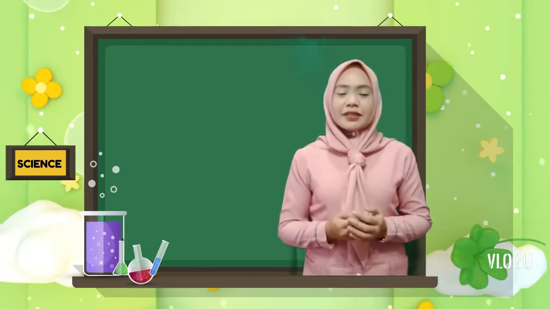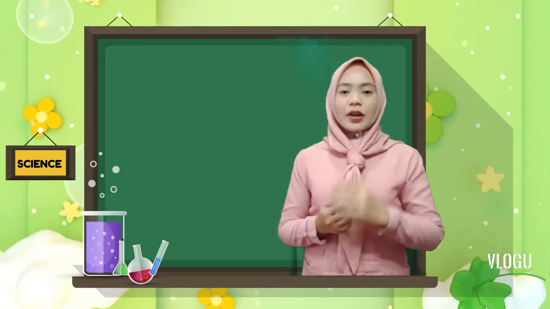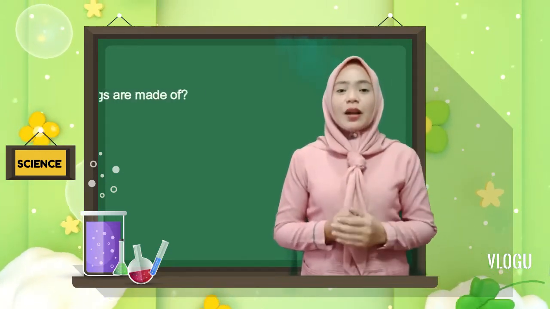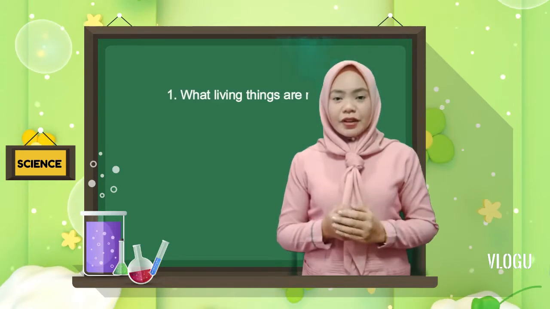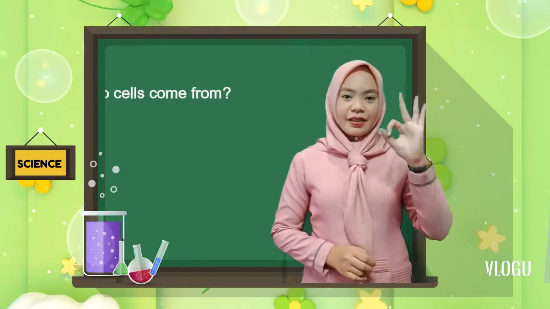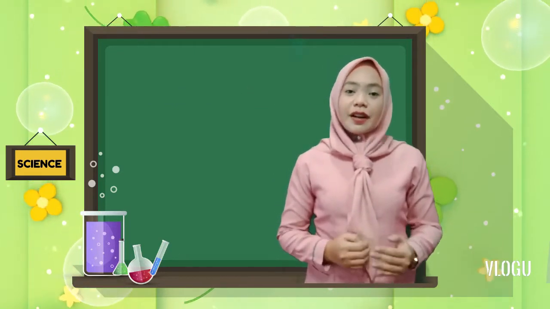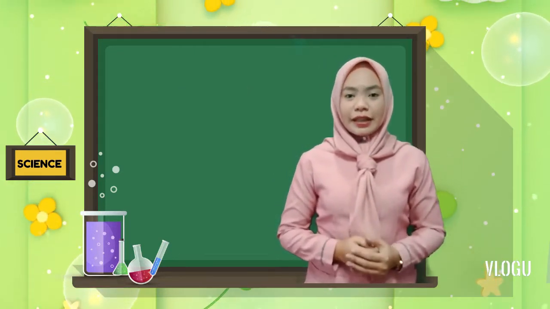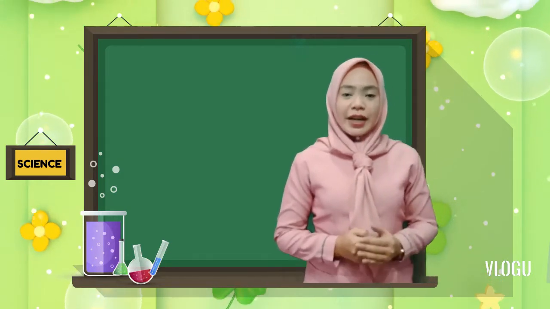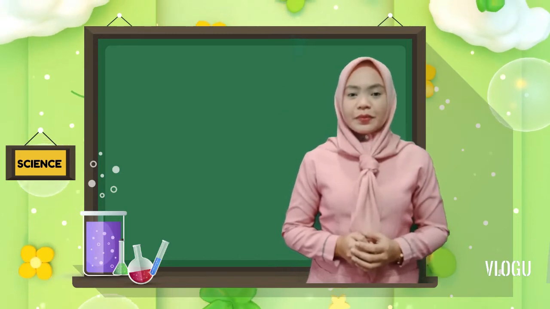The cell theory is a unifying concept in biology which answers 3 important questions. Number 1, what are living things made of? Second, what can cells do? Third, where do cells come from? These 3 questions are generally answered by the 3 postulates. The postulate 1 states that the cell is the basic unit of life.